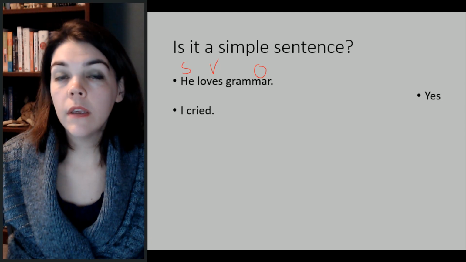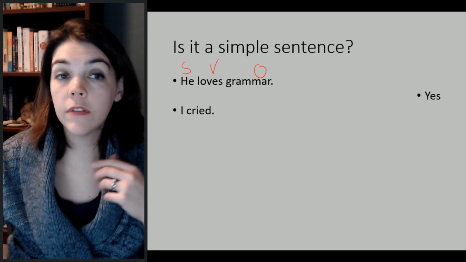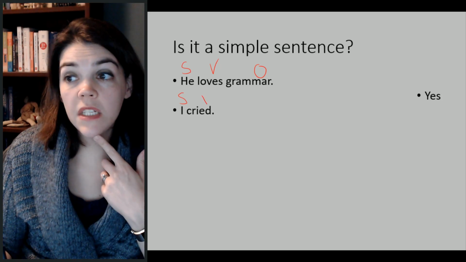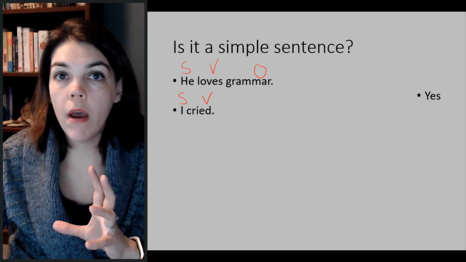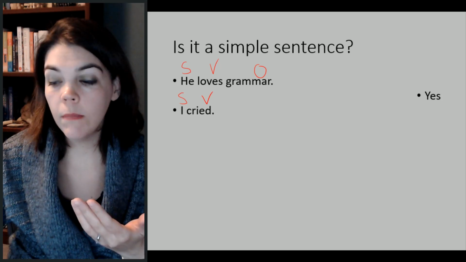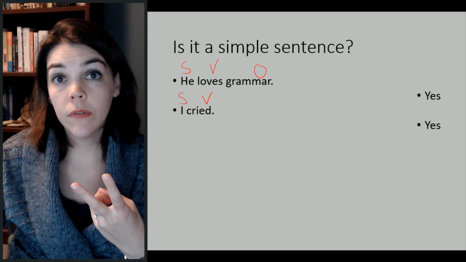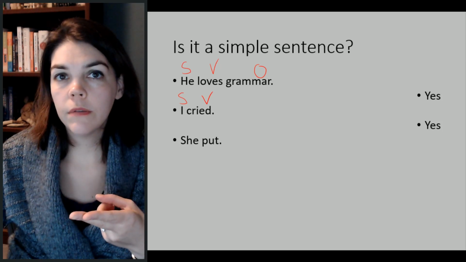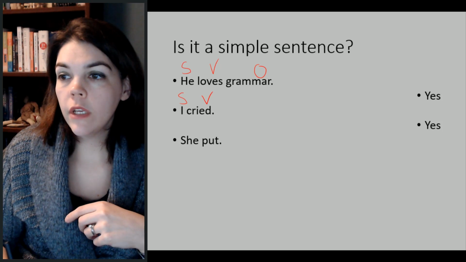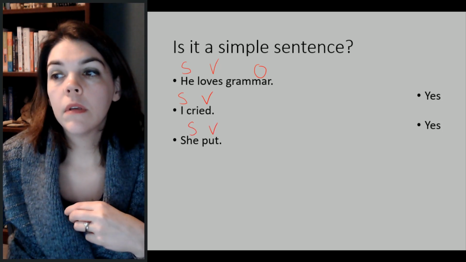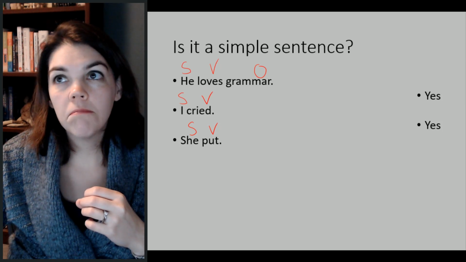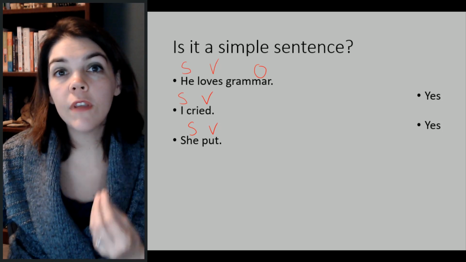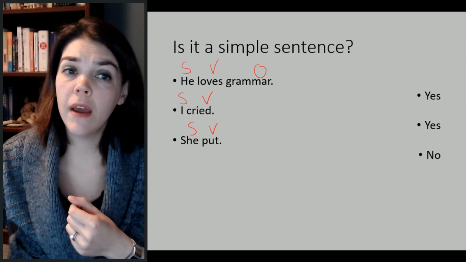How about this one? I cried. Is it a simple sentence? Well, let's go through the list. Does it have a subject? It does. Does it have a verb? It does. Now, is it a complete thought? Yeah, we understand the meaning, even though we only have two words. I cried, but we know what that means. How about this? She put. Let's go over our checklist. She is our subject. Put is a verb. Does it have a complete thought? You have a big question in your mind, I hope, because when you hear the verb put, you need to put something somewhere. So this is not a simple sentence.